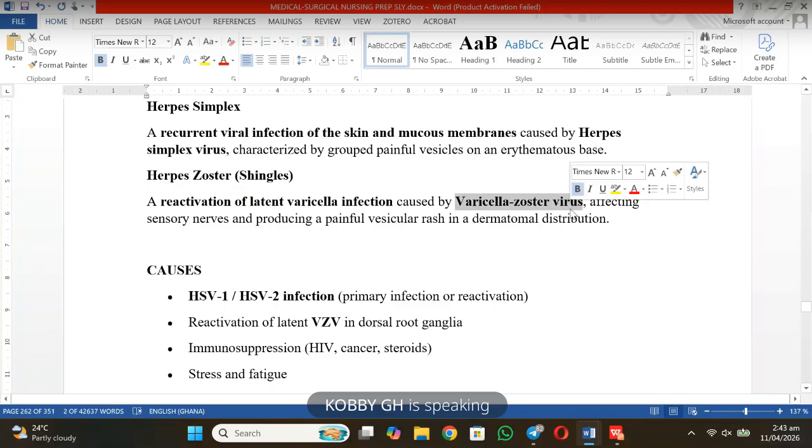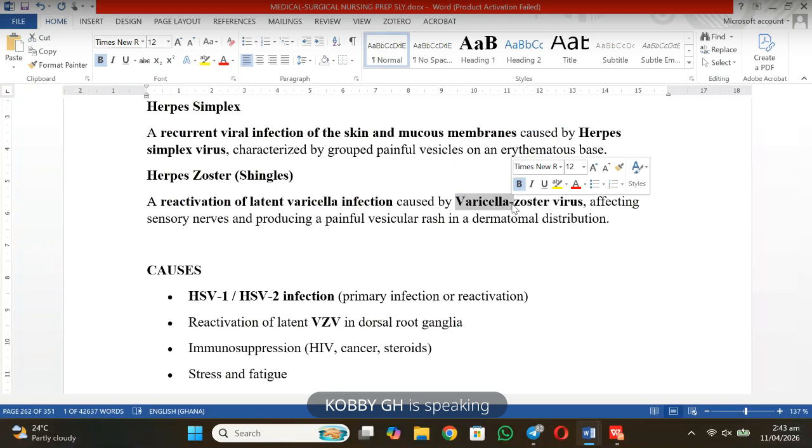So let's say a patient has suffered chickenpox before, and the chickenpox is reoccurring in that same patient again. When it happens, it's not chickenpox. We will call it herpes zoster. So for a patient to suffer from herpes zoster, that patient should have experienced varicella zoster virus infection before, like a chickenpox infection. Is that okay? Great.